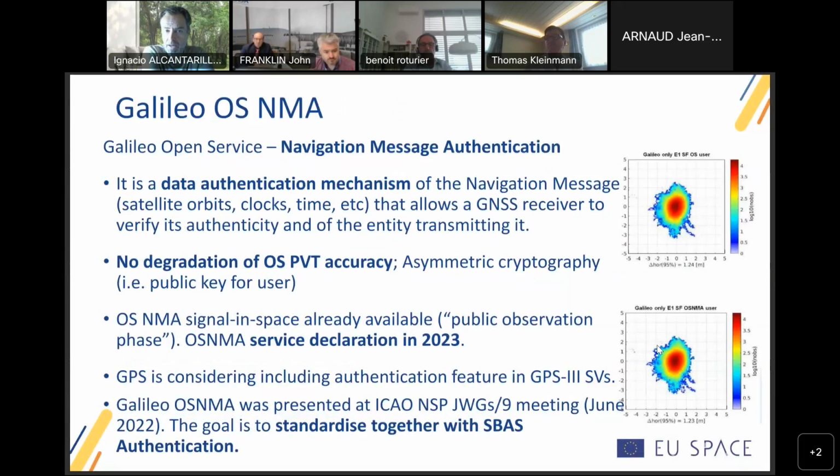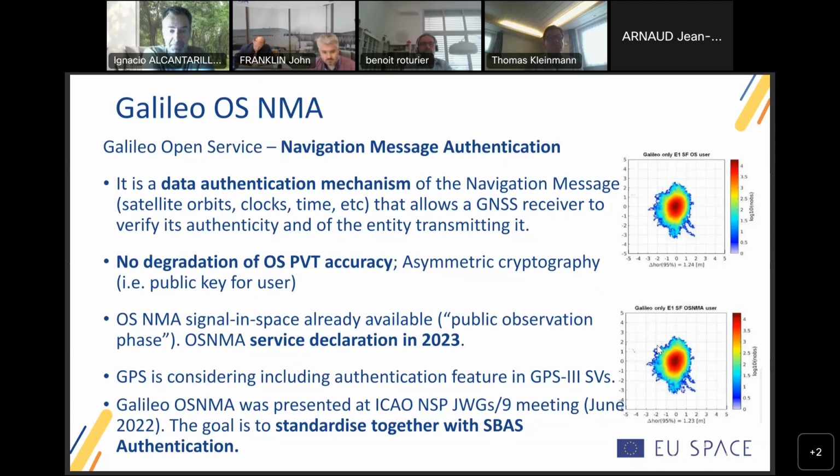OSNMA stands for Navigation Message Authentication, and this is a mechanism to authenticate the data of the navigation message. That is, the satellite orbits, the clocks, the times, and this will allow the GNSS receiver to verify that the data is authentic and that it is indeed being transmitted by the Galileo system. It will not have any degradation on the PVT accuracy. You can see on the right two different plots with and without OSNMA, and the results are exactly the same.